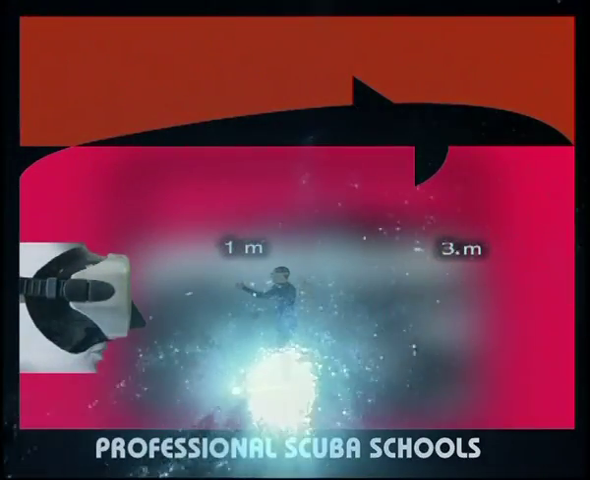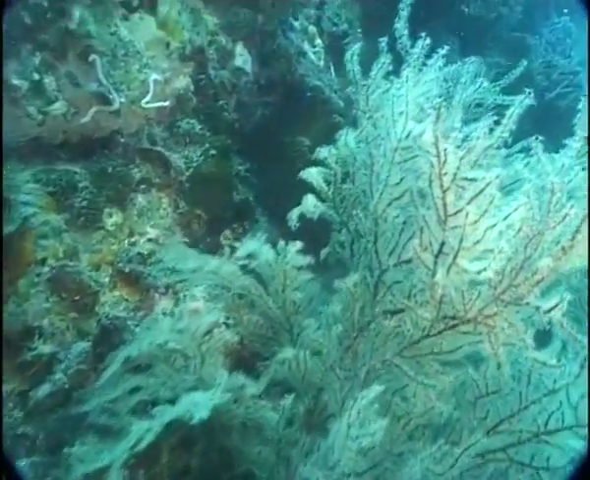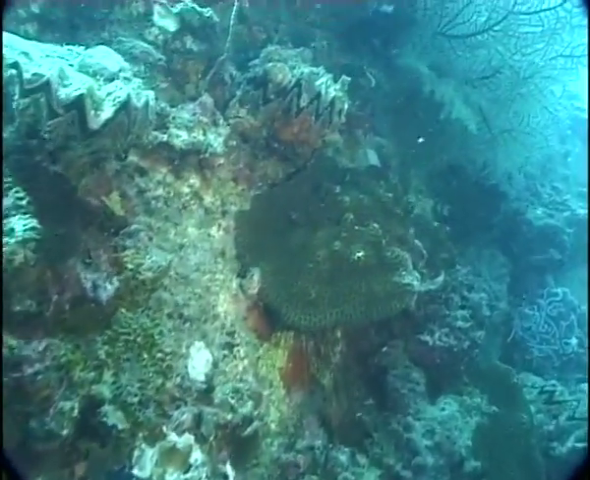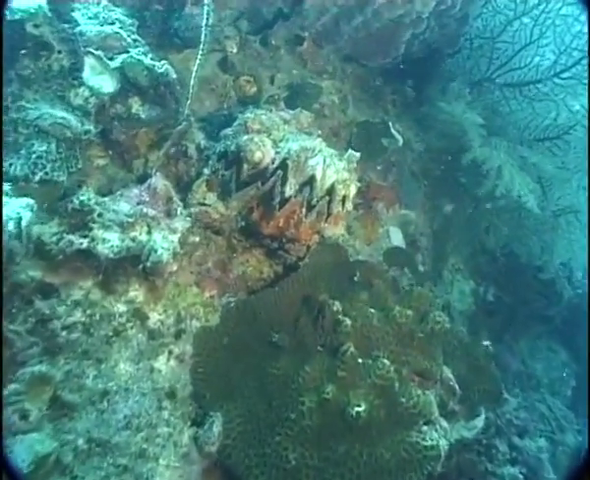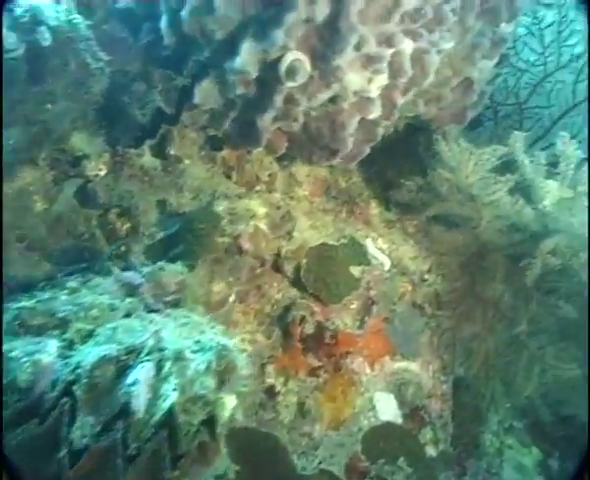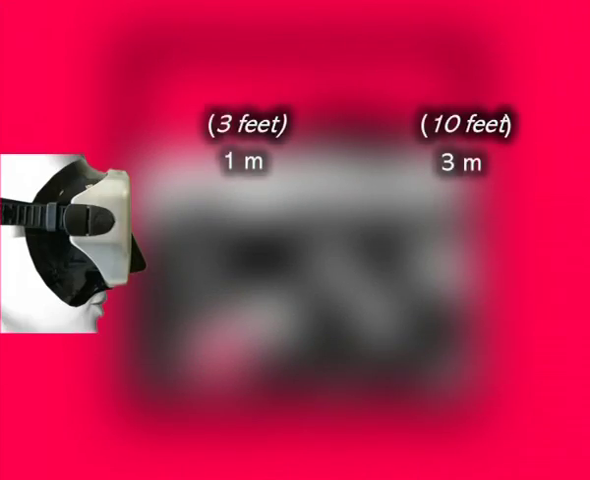Visibility. It is essential to give a precise meaning to the term limited visibility. PSS considers this to be water conditions where it is not possible to see another diver at a distance of 3 meters, 10 feet, but who must, however, be visible at a distance of at least a meter, 3 feet.